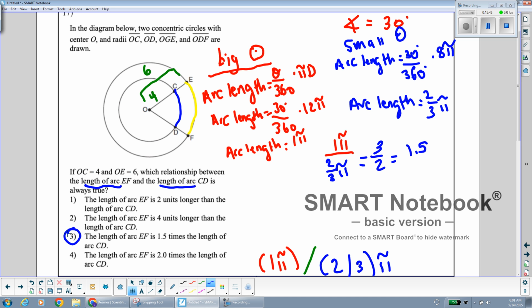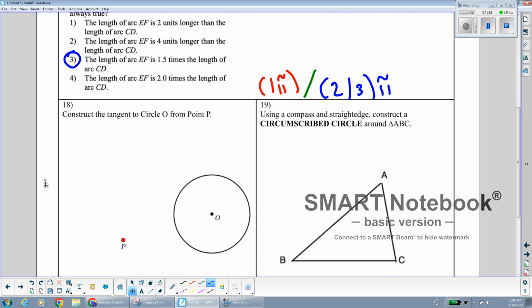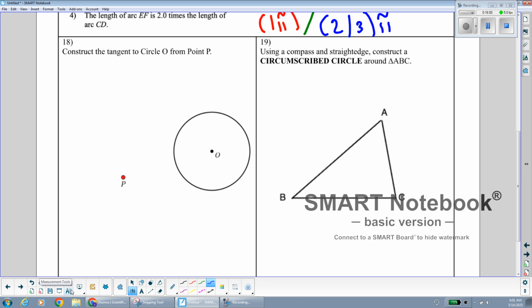So sometimes you need to give yourself an example to test it out. Once I recognize that both of the angles are the same, I just picked an angle to try out to compare the arc lengths. Now we have the construction questions.